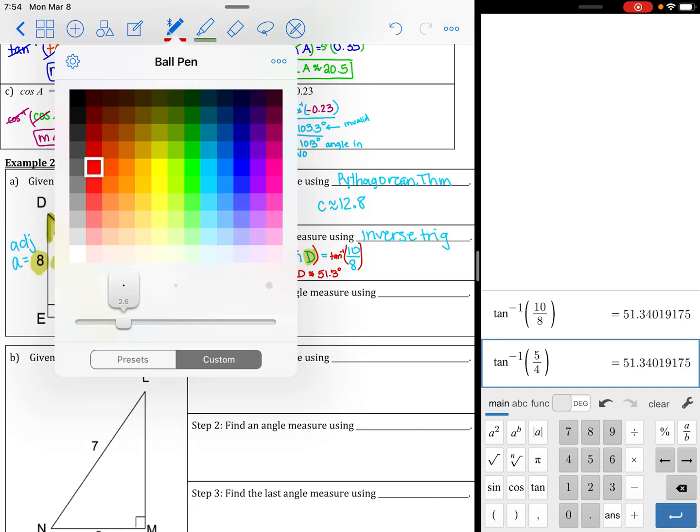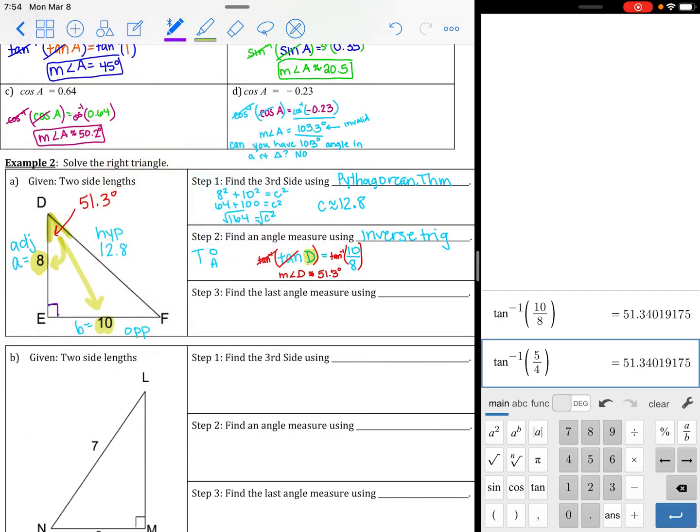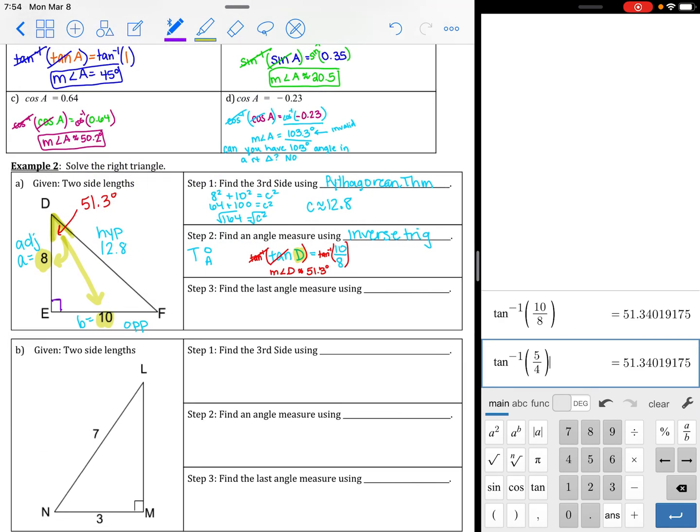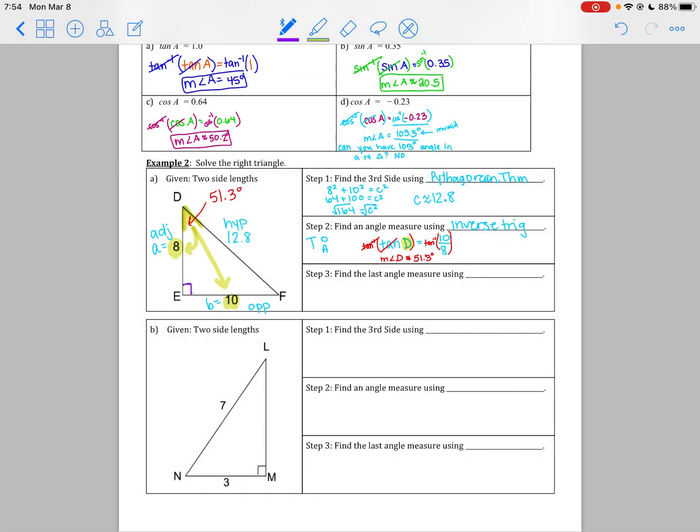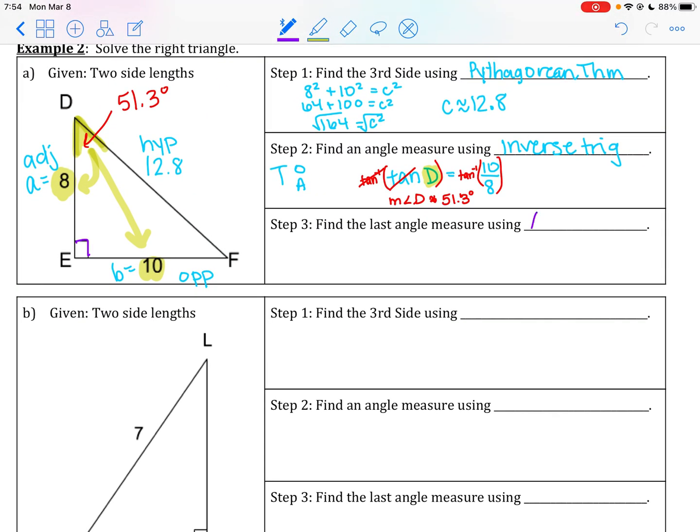So now that I have two of the angle measures, I have the right angle and I have this 51.3 degree angle, I can find the last angle measure using the triangle sum theorem. So the triangle sum theorem says that all three angles have to add up to 180. So I'm going to say 90 plus 51.3 plus whatever the measure of angle F is going to be equal to 180. So if I solve this, 90 plus 51.3 will give me 141.3.